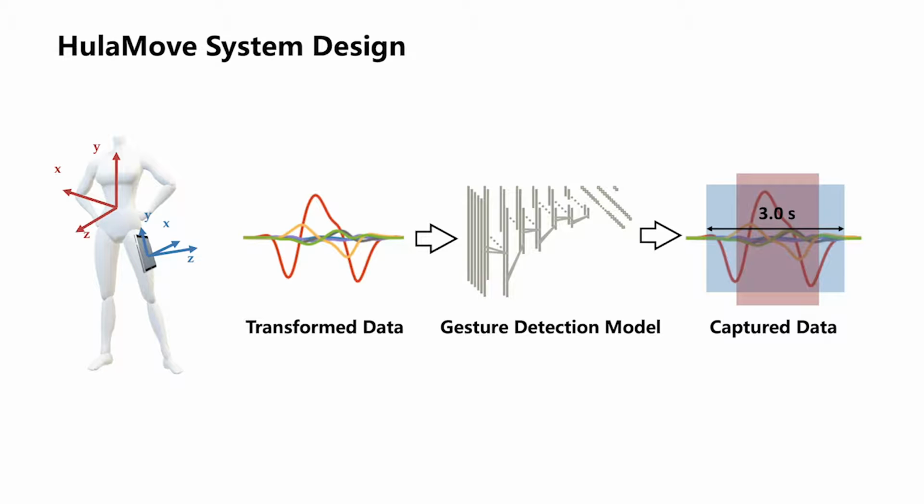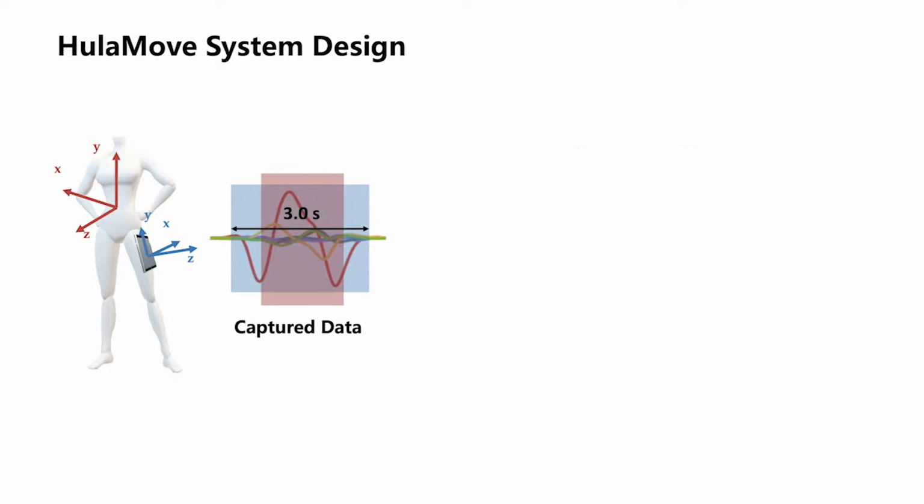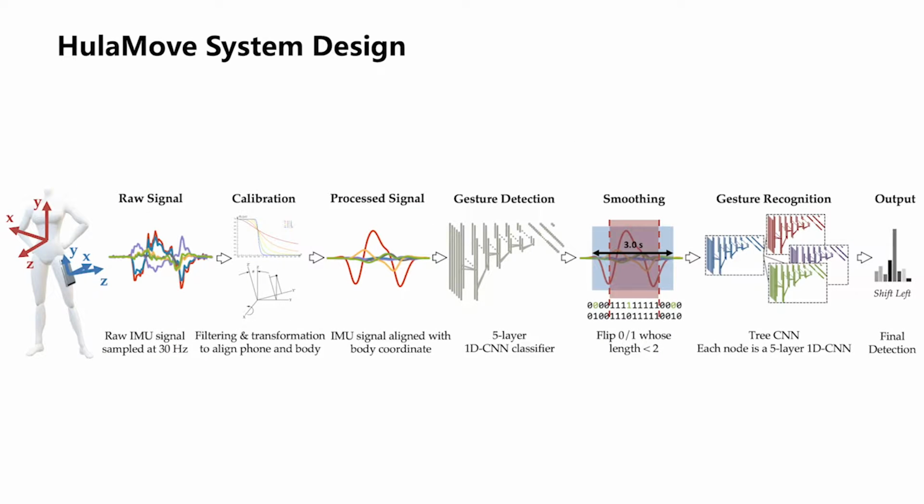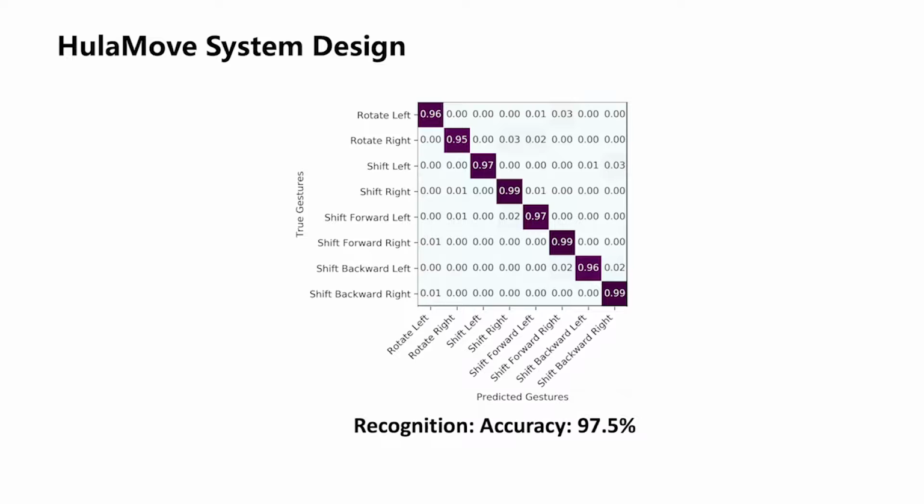Then, a gesture detection classifier is applied to the transformed signals using a sliding window to detect waist gestures. Once a gesture is captured, our system uses a hierarchical machine learning model to successfully recognize 8 waist gestures at an accuracy of 97.5%. Moreover, our model is also robust to the noise in daily routines. Based on the measure of 2 hours of daily IMU signal, the model's false positive rate is as low as 0.1%.